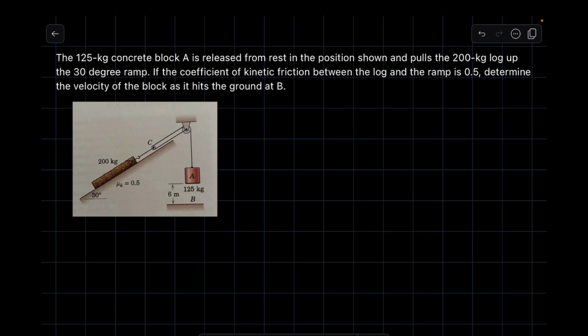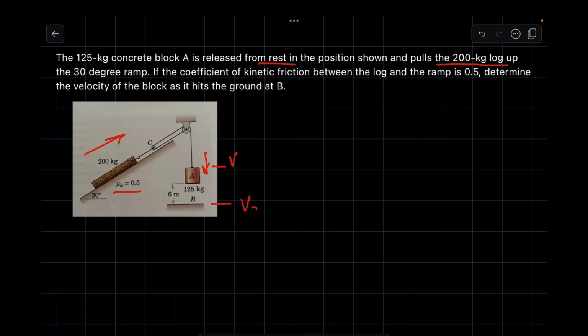Bismillah. The 125 kilogram concrete block A is released from rest, so the initial velocity will be 0. In the position shown, it pulls the 200 kilogram log up a 30-degree ramp. The kinetic friction coefficient is given as 0.5. We have to find the velocity of block B as it hits the ground.